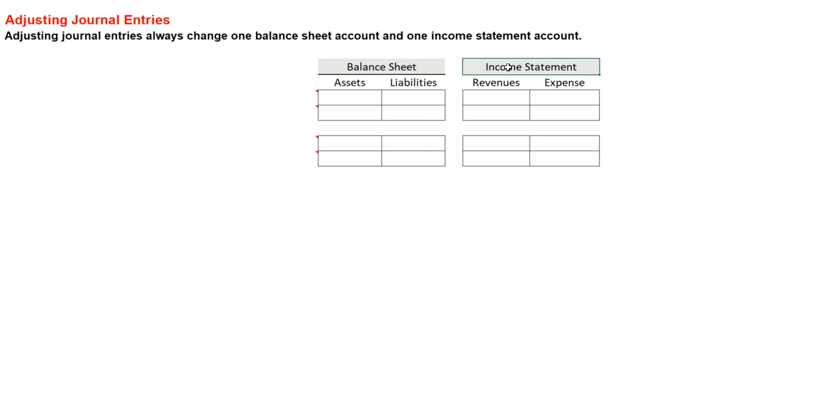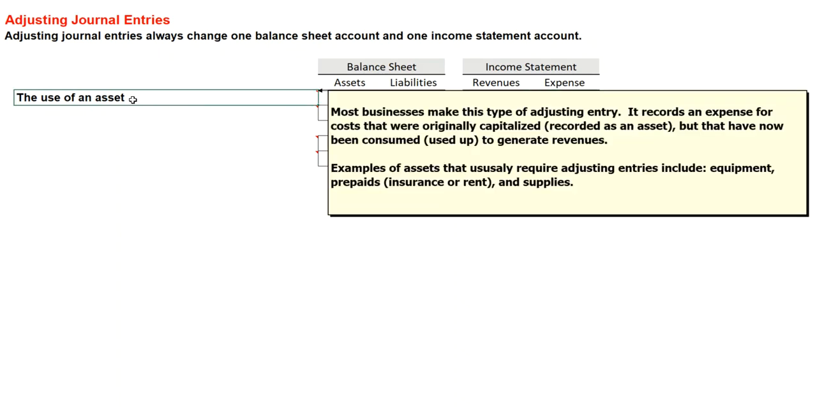We're going to go through 4 broad types of adjusting entries. All businesses have the first 2, and some businesses have the second types of adjusting entries we talk about. The first type of adjusting entry we're going to talk about is the use of an asset, and it will involve the decrease in an asset and recording an expense on our income statement. So again, it involves one balance sheet account and one income statement account. Most businesses make this type of adjusting entry.